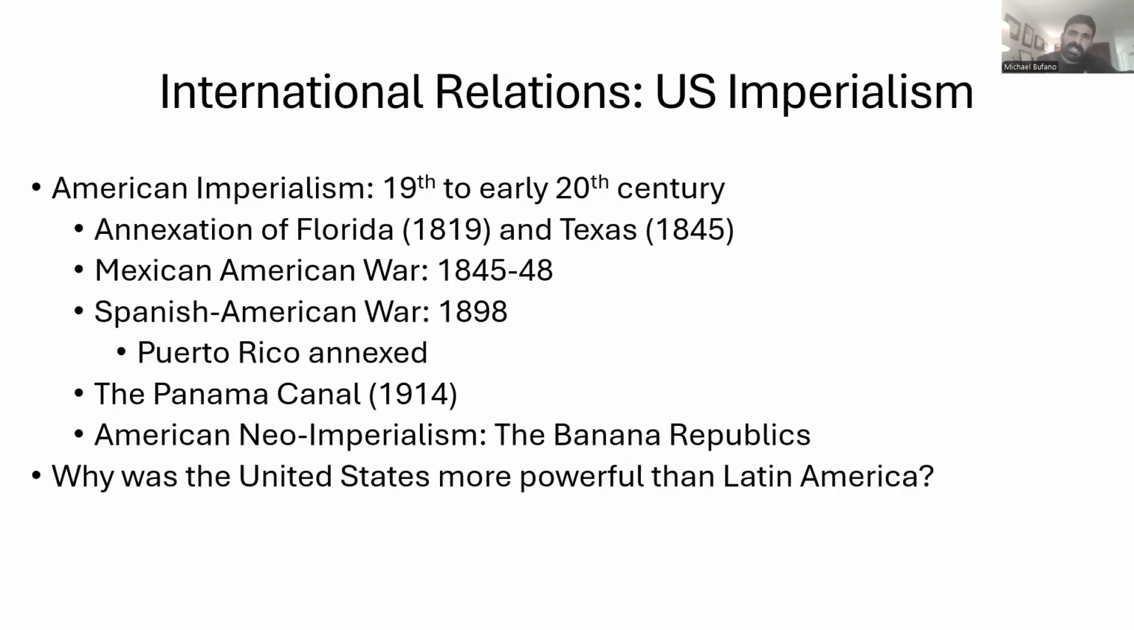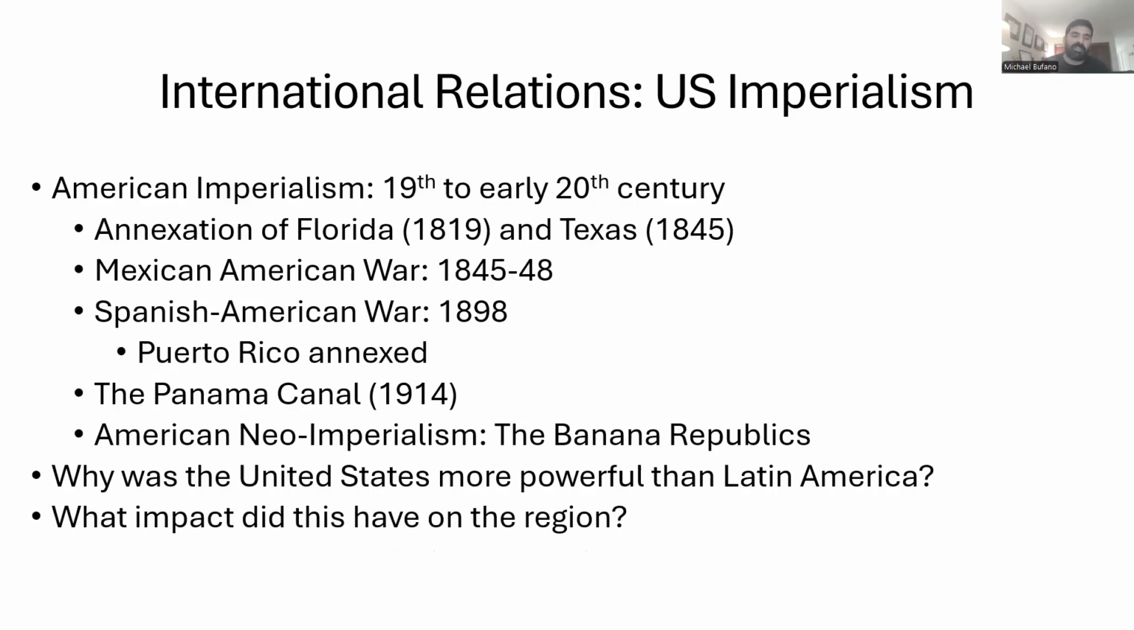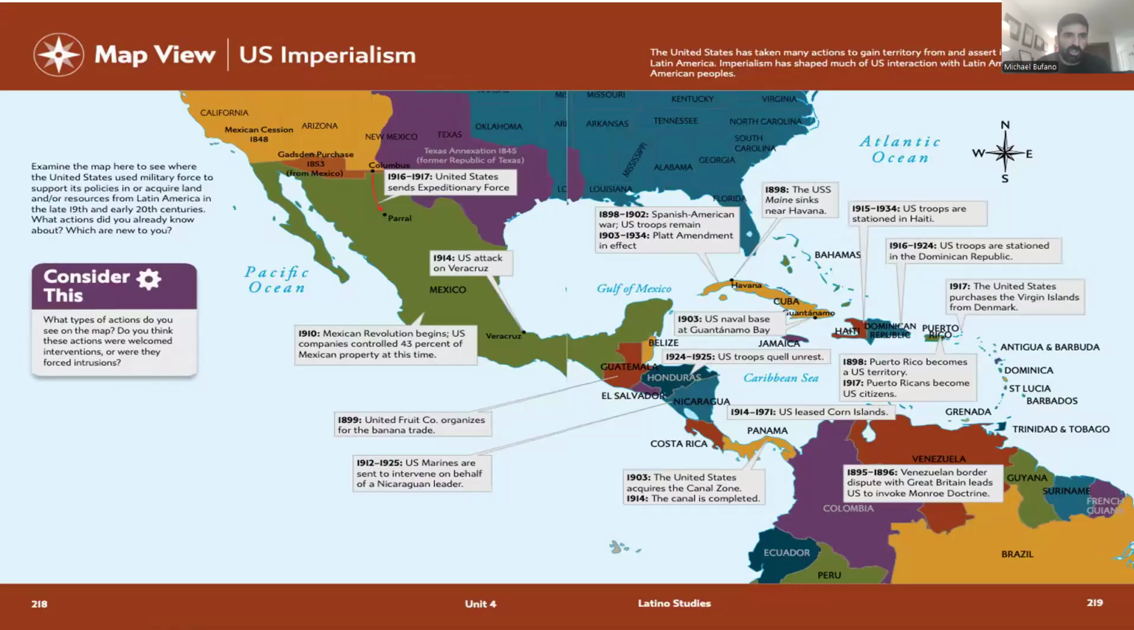And so in this class, we're going to try to understand why the United States was more powerful than Latin America and what type of impact it had on the region. Not all of these influences were necessarily negative. The United States also influenced, eventually, the spread of democracy to Latin America, and had a great influence on many of the social movements across the region.